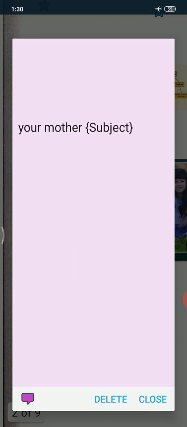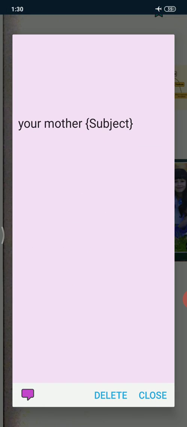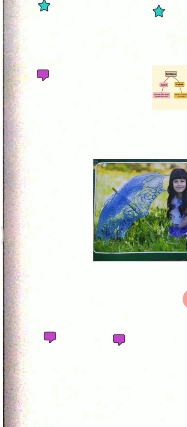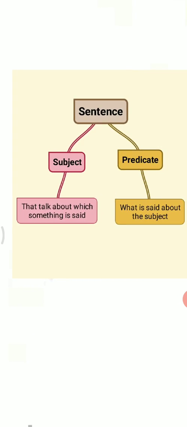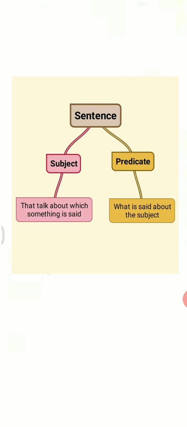In other words, we must have a subject to talk about, and we must say or predicate something about the subject. If I come to you and say, your mother, you know that is a subject about which I wish to talk, but I have said nothing about that subject to make a sentence. I must say something about your mother. If I say, your mother knows me, I have expressed a complete thought. I have made a sentence. So, a sentence has two parts. One is the subject and the other is the predicate. The subject is that about which something is said, and the predicate is what is said about the subject.